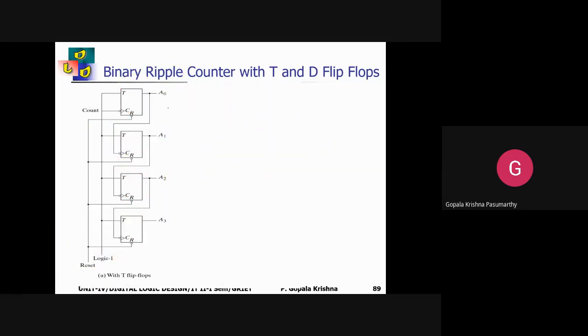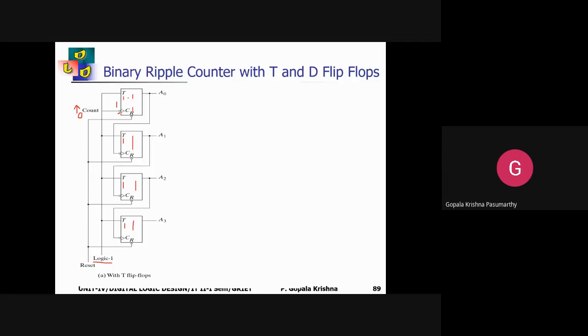Now you see, for example, currently I'm having 1. I will go to the last pulse. 1, 1, 1, 1. At present, I have 1, 1, 1, 1. For example, if I give count, what will happen? We have to see. If count is active, this T is 1 already, this T is also 1 already, this T is also 1 already, this T is also 1 already, because every T input is connected to logic 1. See, if I make this count active, means if I give 0 to count, because of this bubble it becomes 1, means the clock becomes active.